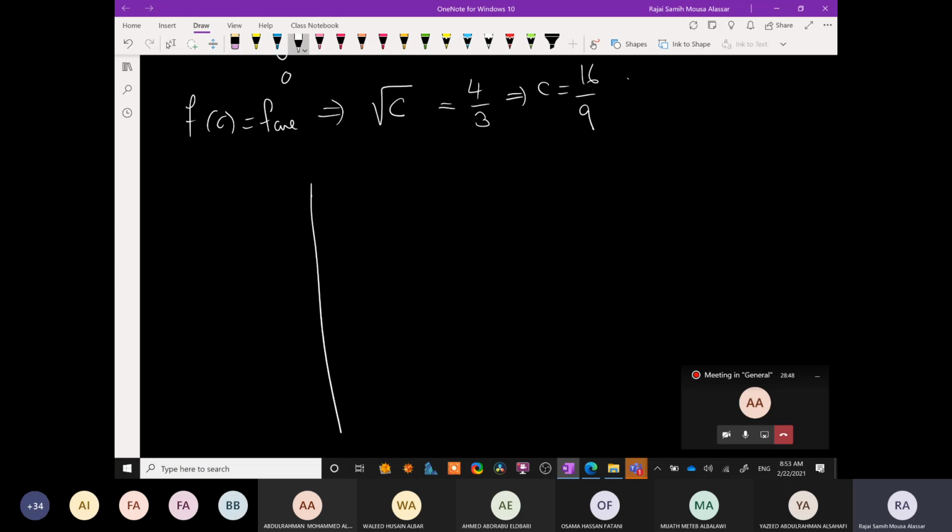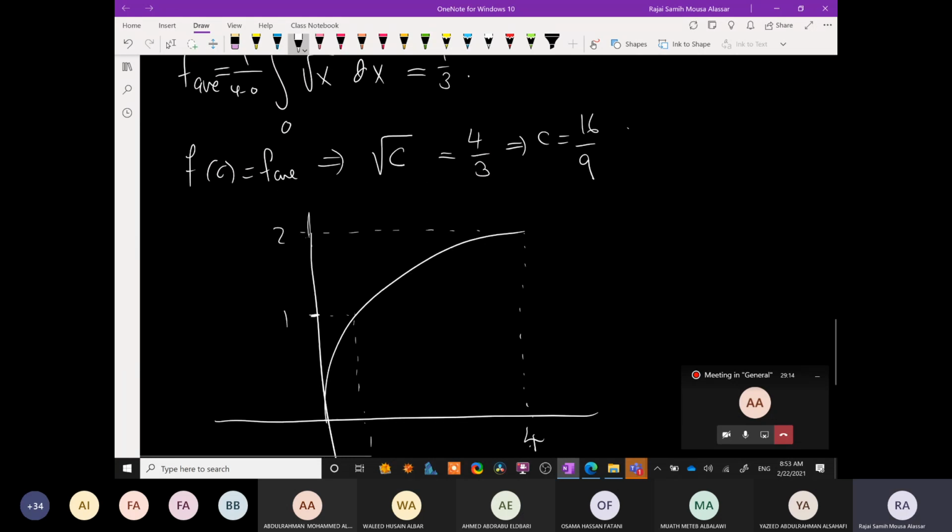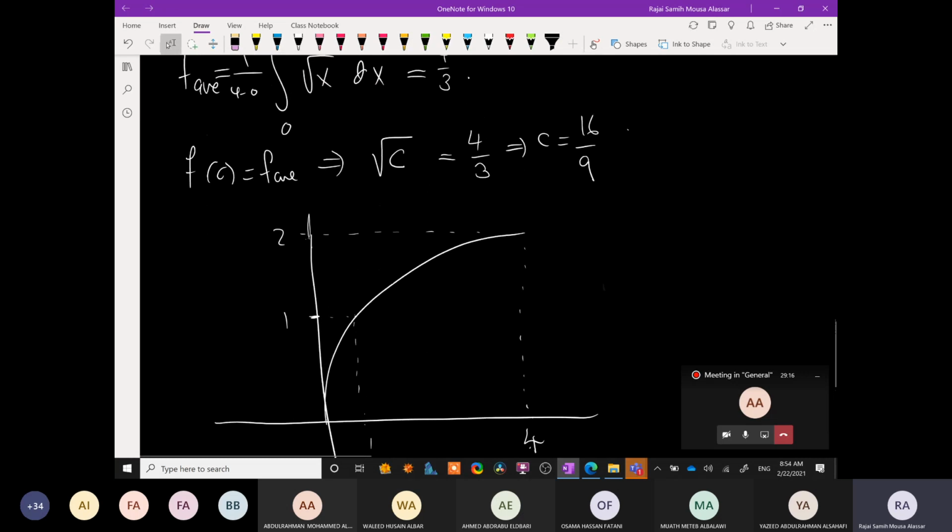So this is the square root of x basically, and this is 4. And if this is 4, then this is 2. So therefore, I assume that this is 1, and this is supposed to be 1 also. So we're doing this from 0 to 4. So this is f. So what is the average value of the function? It's 4 over 3, which is 1 and 1/3. So this is the average value of the function. It's here.